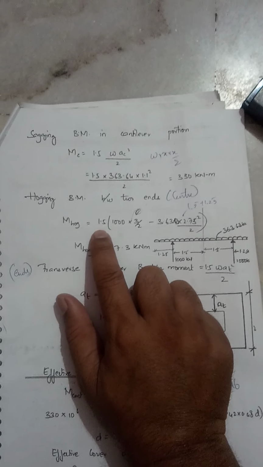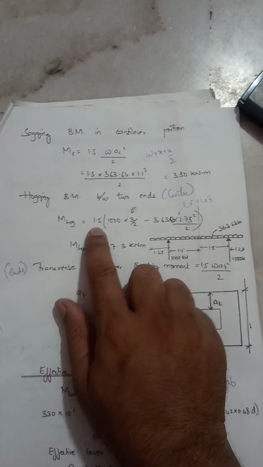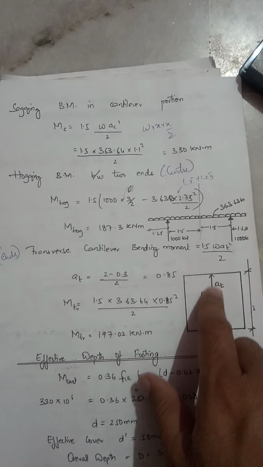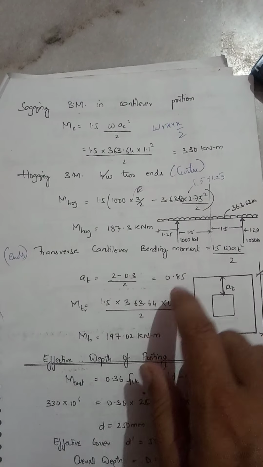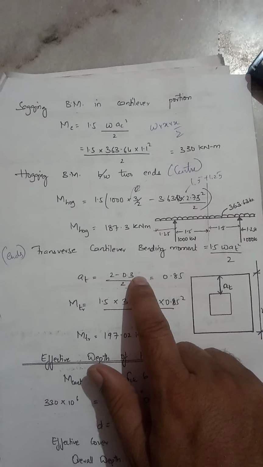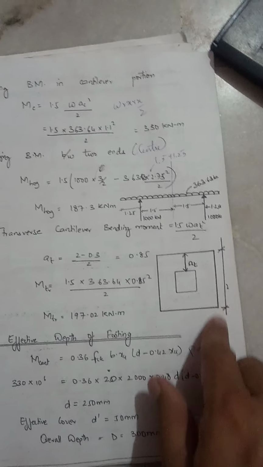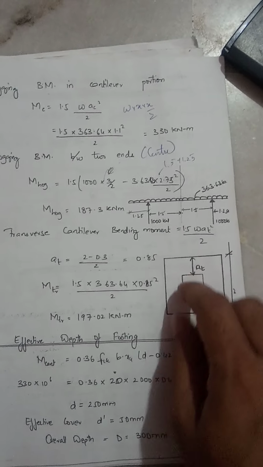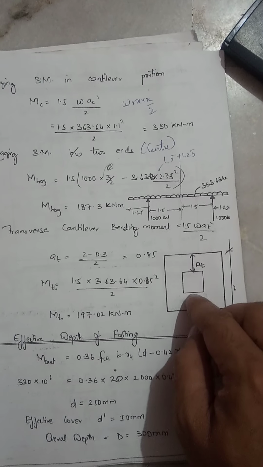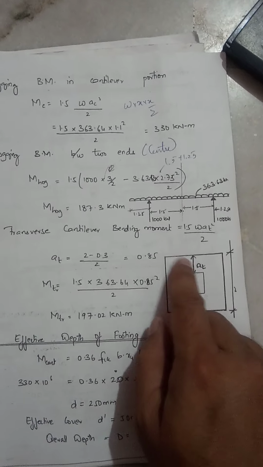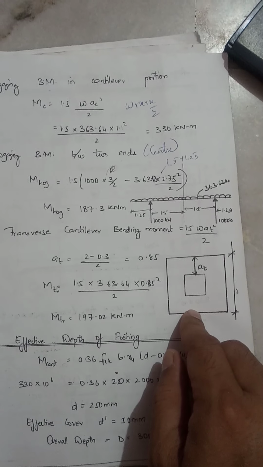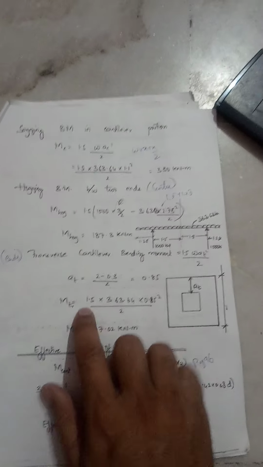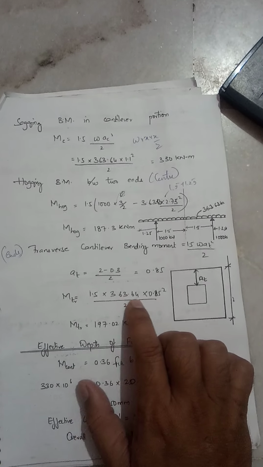Here we are applying a factor of safety of 1.5. Now the transverse portion, as I told you, is this portion, that is 2 minus 0.3 by 2. 2 is the width. From that I am removing the column size. After removing the column size, this part and this part will be left, that is 0.85 here and 0.85 here. If you add 0.3, it will come to 2 only. So for the transverse part, 1.5 into 363.64 into 0.